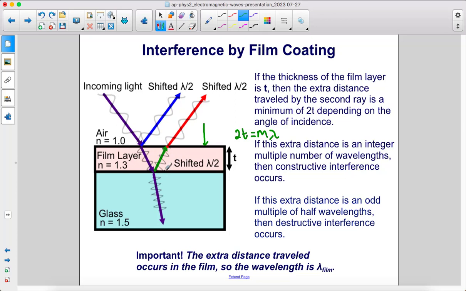Important: the extra distance traveled occurs in the film. So what's going to be important is the wavelength of the light in the film. The wavelength of the light out here makes no difference to what's going on inside the film and whether or not these two rays are going to still be in phase with each other. You really do only care about what's going on inside the film, what the wavelength is here, and how much extra distance that second wave has gone through.